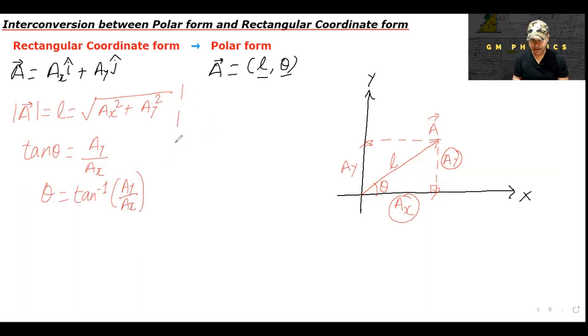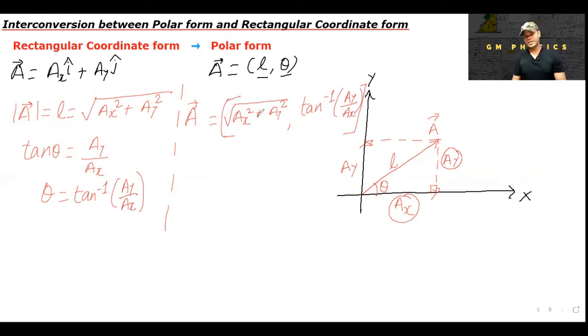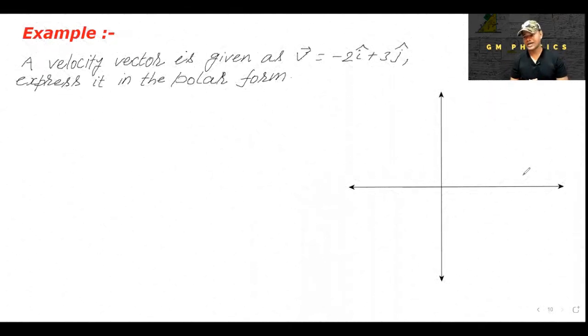We can write the same vector as: the magnitude of the vector is the square root of ax square plus ay square, and theta is tan inverse of ay upon ax. So this is my polar form representation from the given rectangular coordinate form representation. So this is rectangular coordinate form to polar form. All right, so let's take an example on interconversion between polar form and rectangular coordinate form.